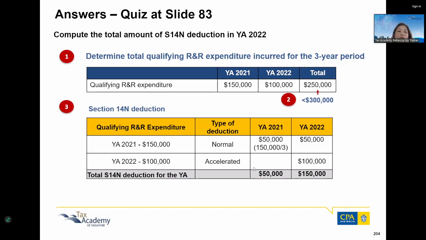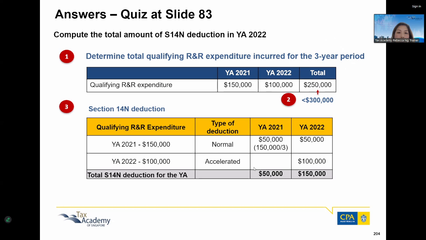Okay, just now the qualifying expenditure for YA 2021 is 150,000. Qualifying expenditure for YA 2022 is 100,000. First step, determine the qualifying expenditure for the 3-year period. Because the qualifying expenditure has already been determined, now we only determine the qualifying expenditure for the 3-year period. But for this case, there is only a 2-year period, because we do not have the 3rd year information. Okay, so for YA 2021, there's no accelerated claim.